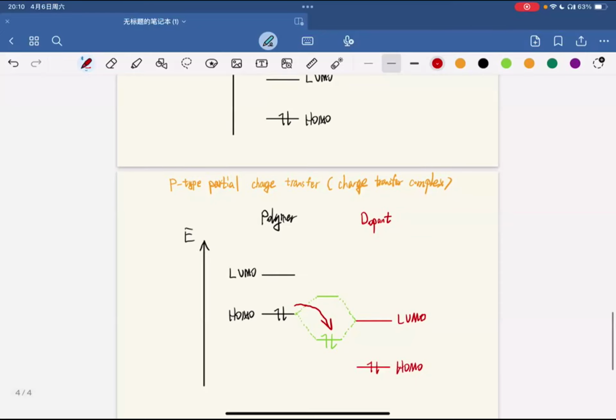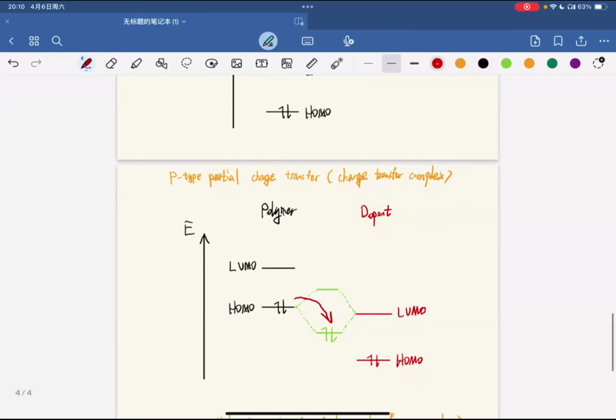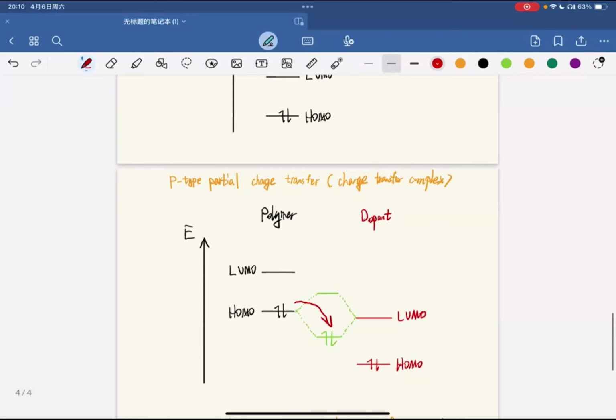We can understand it in a way that both the polymer and the dopant have no space for the electrons to minimize their energy. So they create a space together that can reduce the electrons' energy and share the electrons. At the same time, we introduce holes to the HOMO of the polymer. So we call the whole process the p-type partial charge transfer.